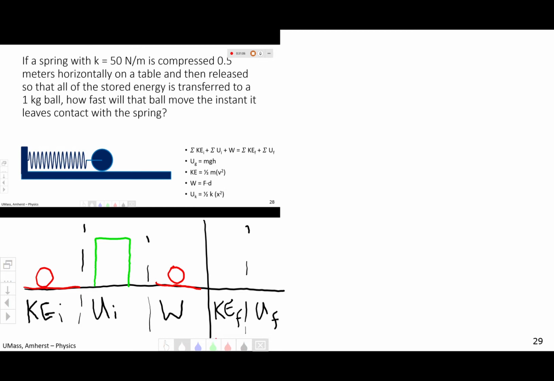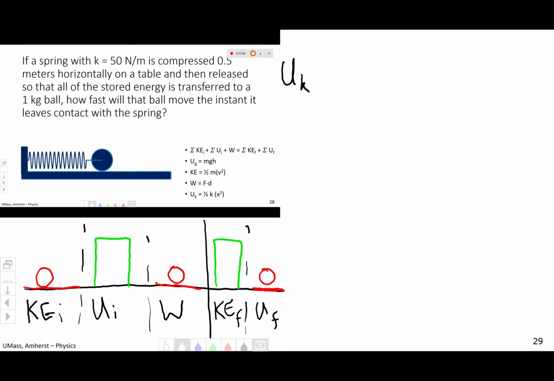Okay. So we may have some kinetic energy final. And we know that once the ball leaves contact with the spring, we have used up all of our spring potential energy. That means if the left-hand side has to equal the right-hand side, we must have the same amount of kinetic energy final as we had in spring potential energy initial.